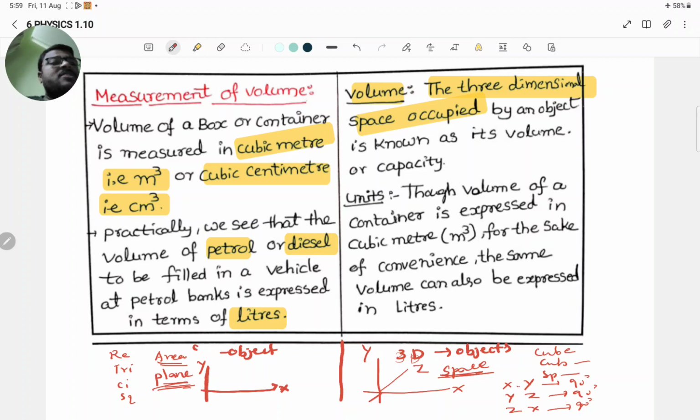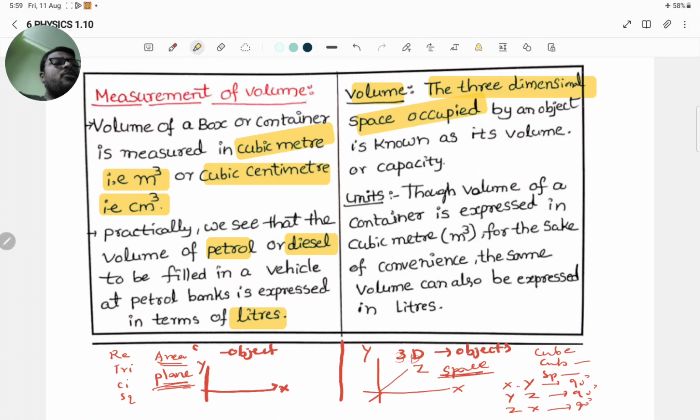Now what is the definition of volume here? The three-dimensional space occupied by an object is known as volume. The three-dimensional space occupied by an object is called what here? Volume or capacity.